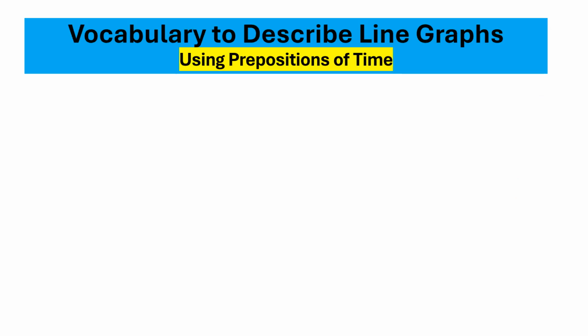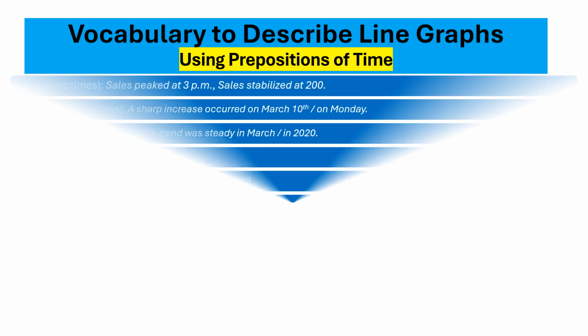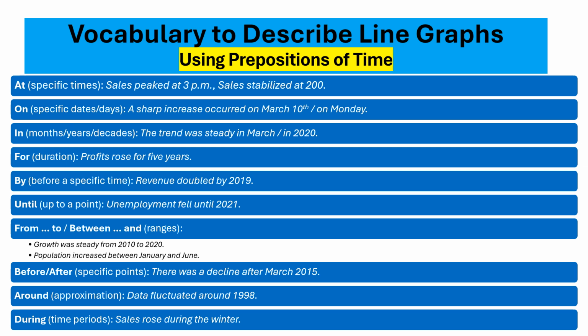As we have seen, describing trends accurately requires using the correct prepositions of time. These prepositions specify when changes occurred and enhance the clarity of your description in body paragraphs. On this slide, you will find commonly used prepositions of time along with example sentences. If you look at the sentences, you will notice that different prepositions are used based on the context.